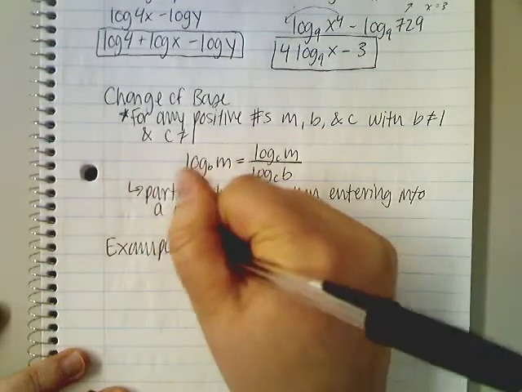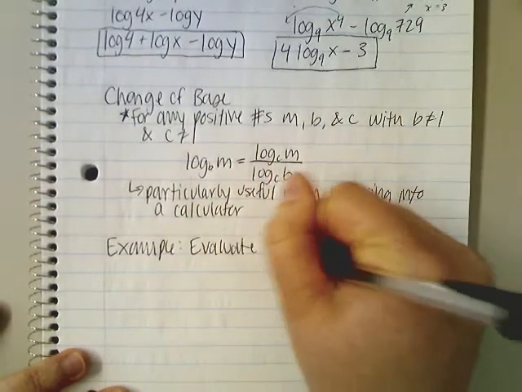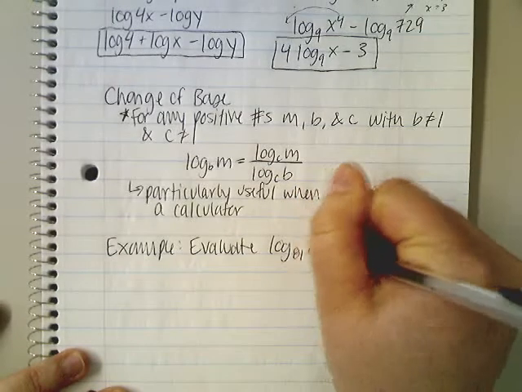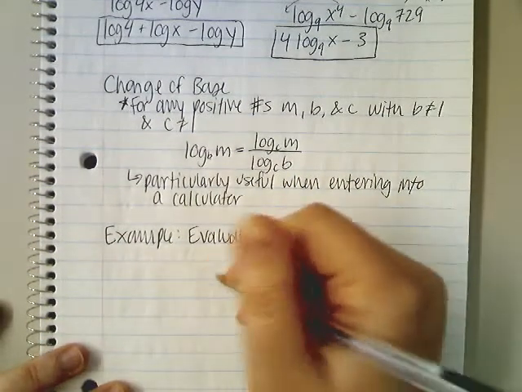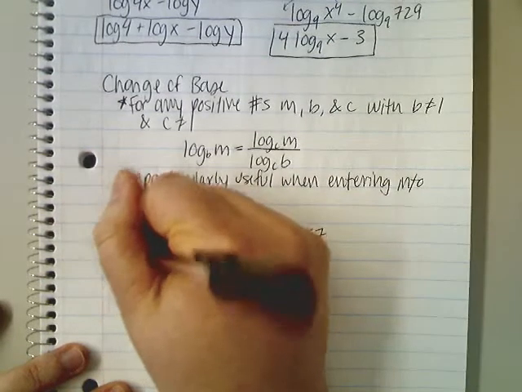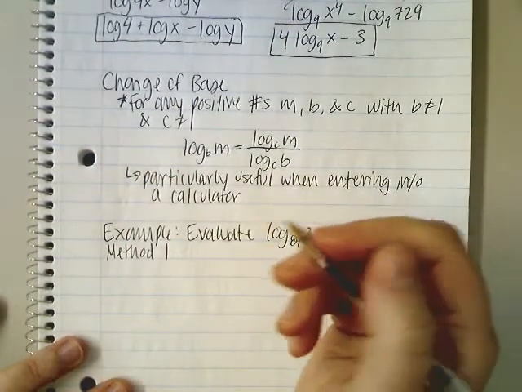So our first example, I want to evaluate log base 81 of 27. And this one actually you could do out algebraically. So I'm going to show you three different methods for doing this. We'll start with method 1. This is probably what we've been doing previously.